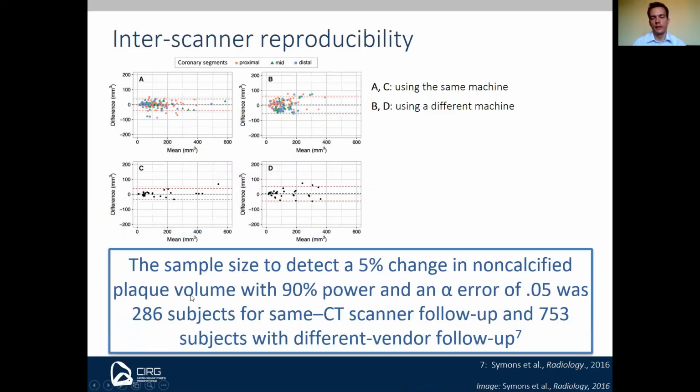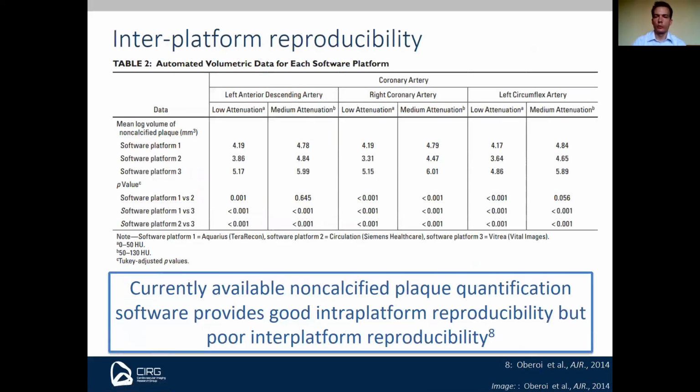It shows that it matters which scanner we use. They did a study where they analyzed patients who had 2 CTs within 30 days with different vendors, and they have shown that if you repeat your CT of the same patient on a different vendor, then you will just by chance see bigger differences in the assessed plaque volumes. And they have calculated that if you wish to see at least a 5% change in non-calcified plaque volume with 90% power, then you only need 286 subjects for the same CT. But if you have a different CT for the follow-up, then you need at least 754. Another very interesting question is which software to use.